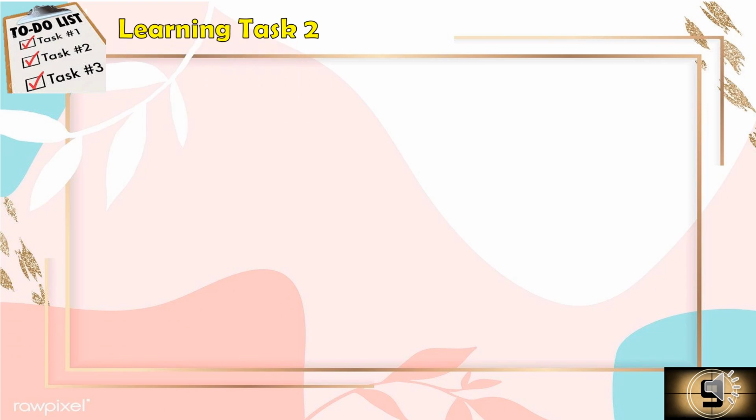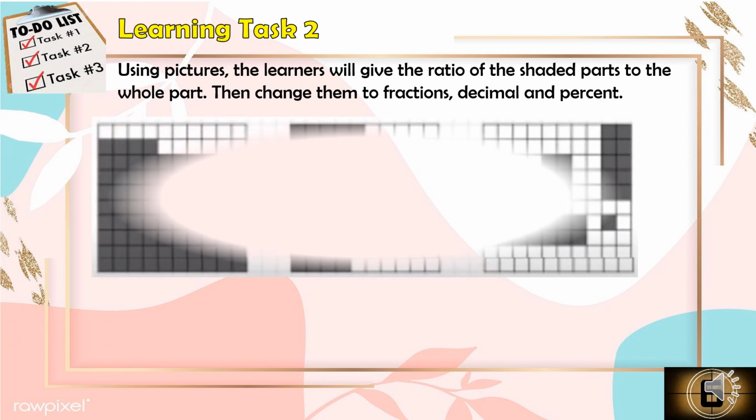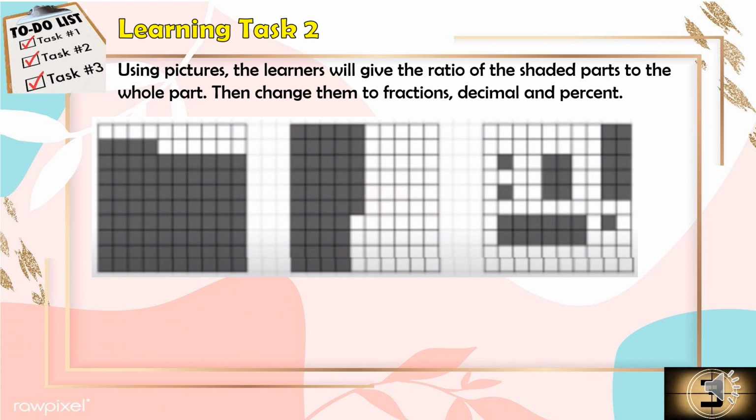Now, let us answer learning task 2. Using pictures, the learners will give the ratio of the shaded parts to the whole part, then change them to fractions, decimals, and percent. Okay, so that is the illustration. So we have 3 illustrations. Now what you are going to do is to give the ratio of the shaded parts. Okay, so let us take first the first figure or the first illustration.